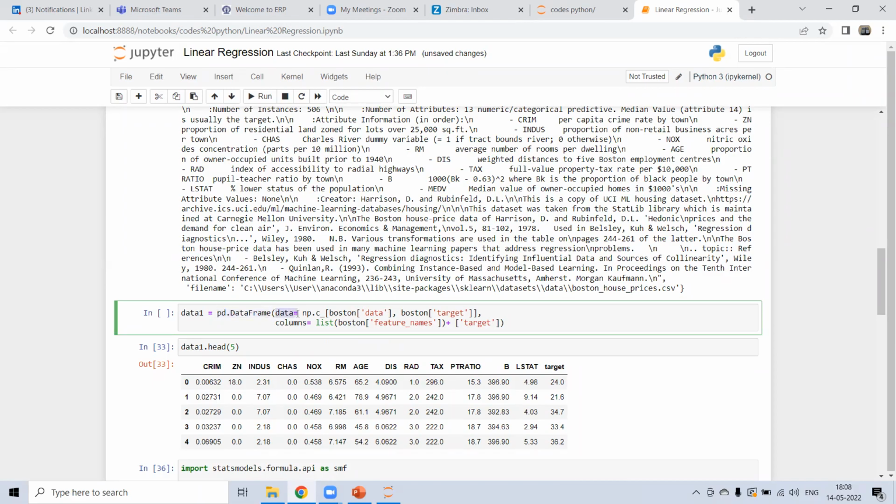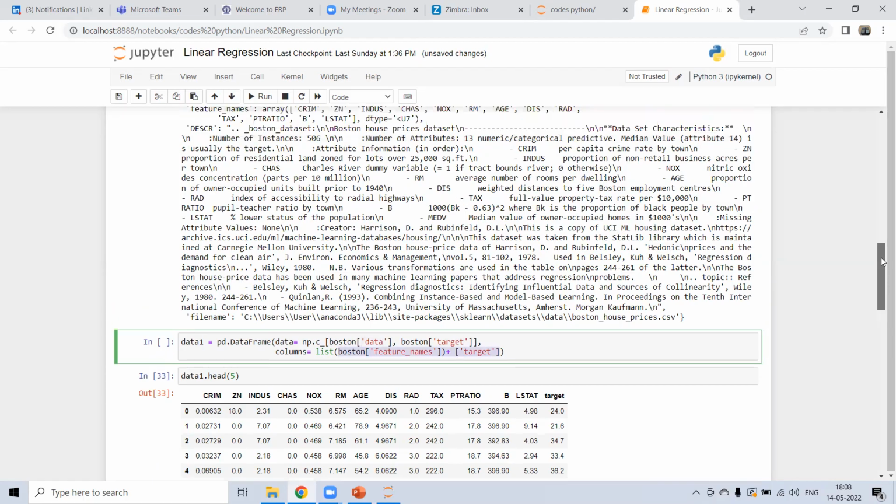The data is equal to, meaning the data frame will have some values in it. What are those values? The Boston data array and the Boston target array. The Boston data array is basically a matrix, and the Boston target array is only one column. At a later point of time, we will predict this target using this matrix. And then, what will be the column names? The column names are Boston's feature names plus target.